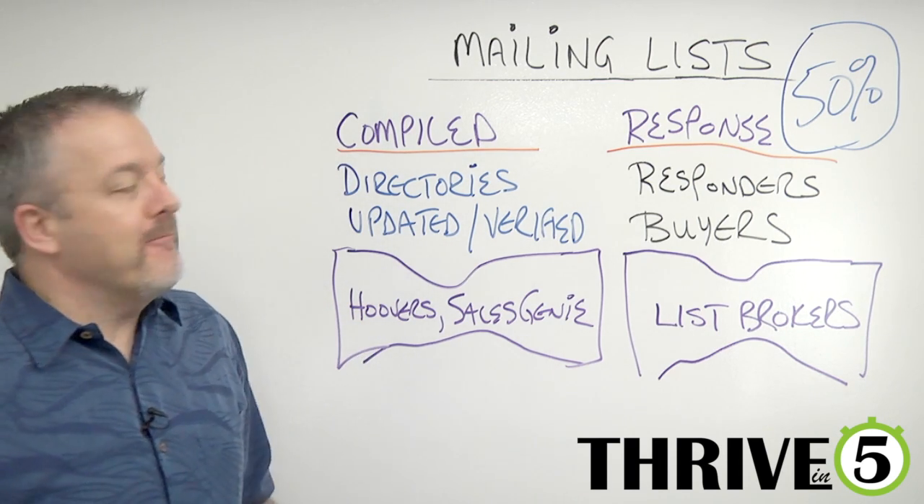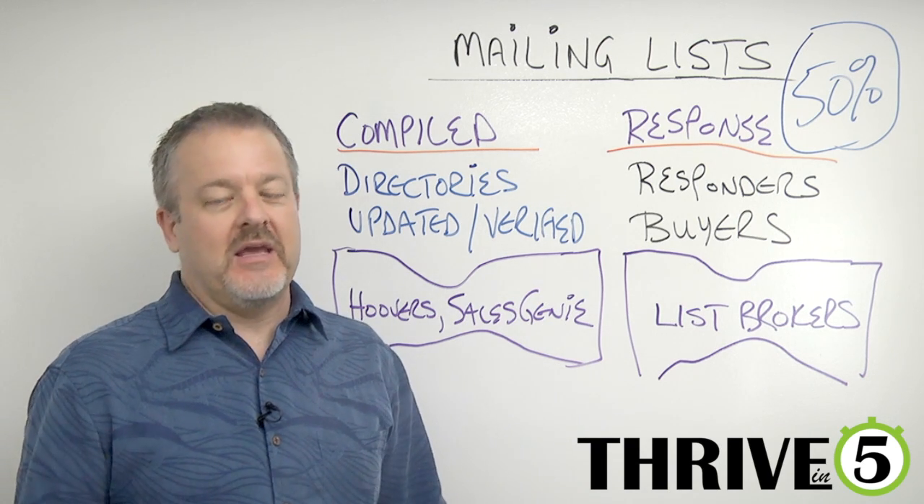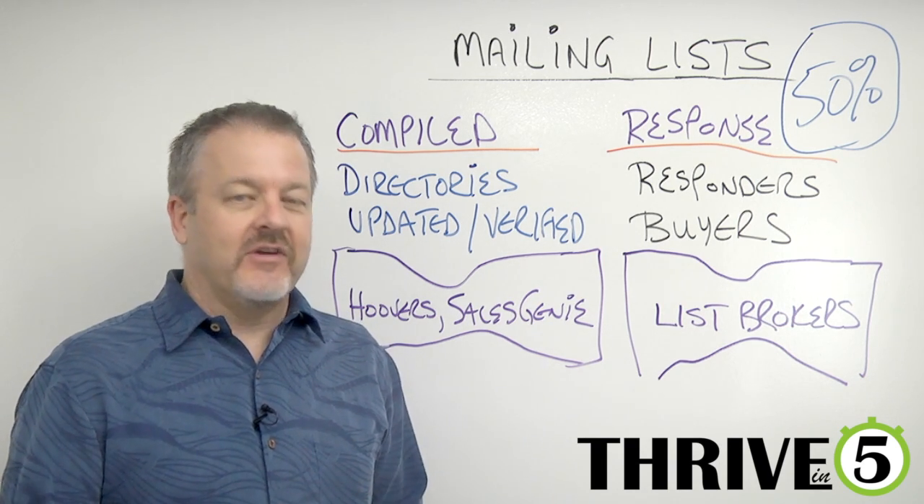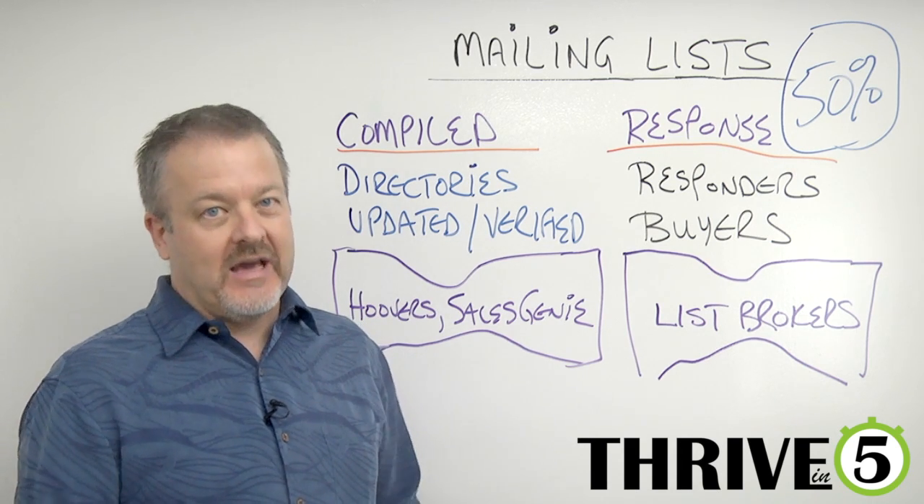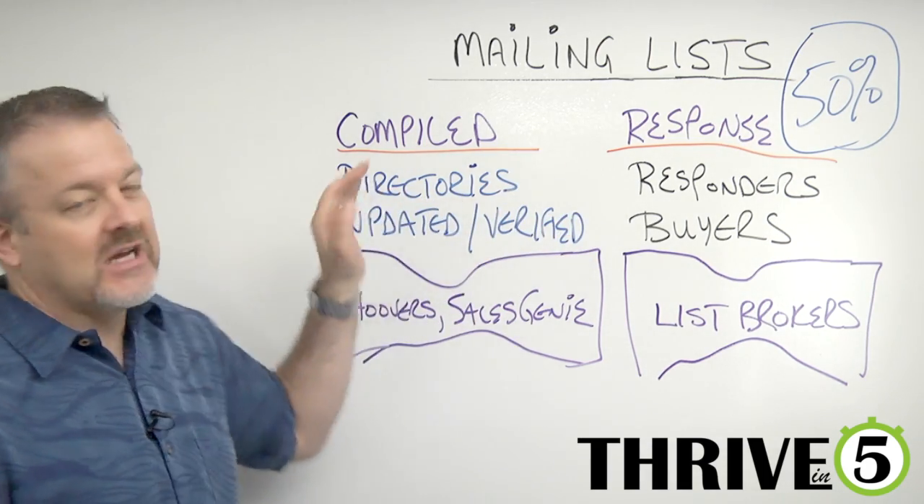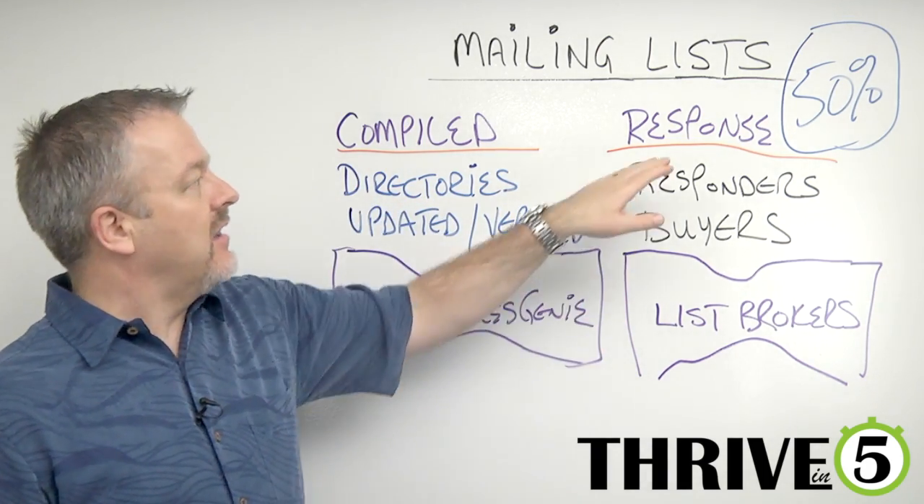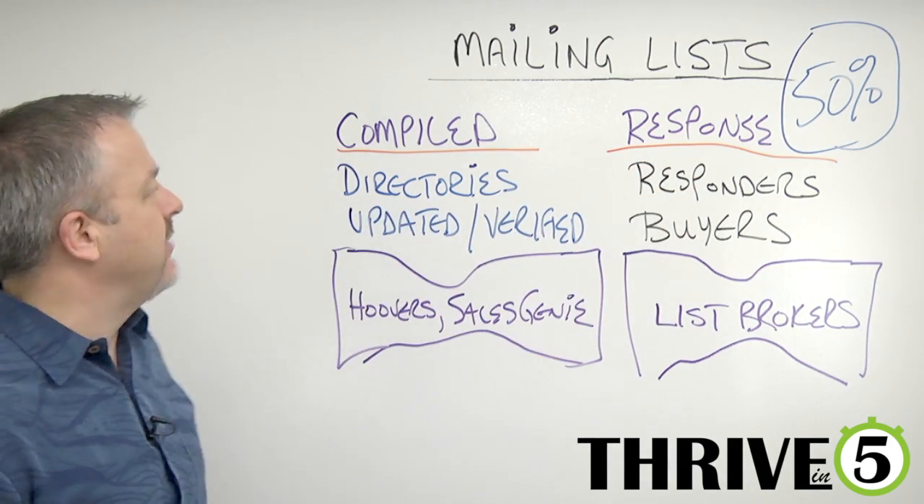Mailing lists are known to be 50% of a direct mail campaign. Mailing lists are everything. If you've got the wrong list, it won't work. So how do you get the right list? Well, you've got to know where they come from. So let's look at them. There are two kinds of mailing lists. The first is a compiled list. The other is a response list. Let me explain how these work.